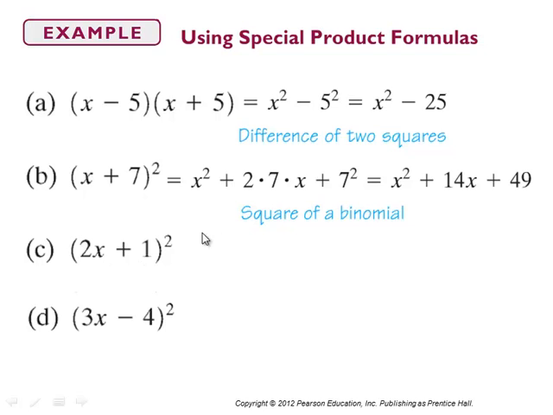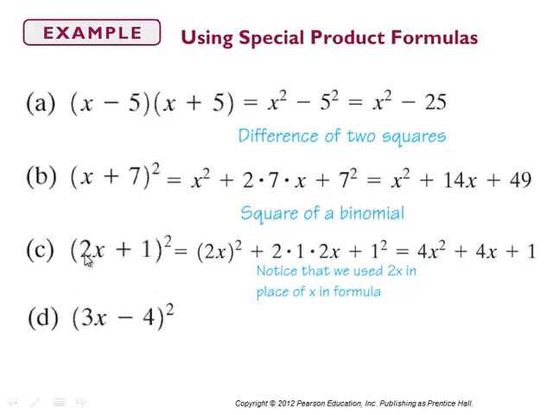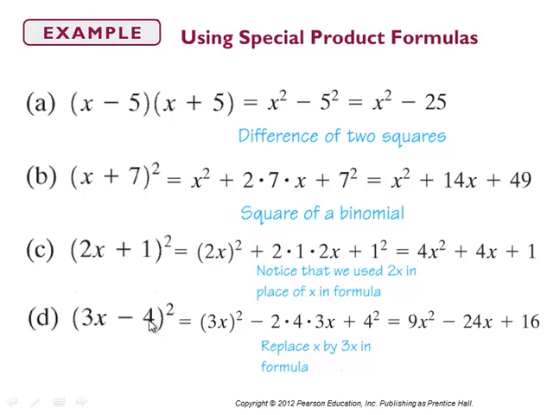Kind of the same thing for the 2x plus 1 squared. So you know that 2x squared is 4x squared, and 1 squared is 1, and 2 times 1 times 2x is 4x as your middle term. 3x minus 4 squared. Again, 3x squared is 9x squared. And negative 4 squared is 16. And then for the middle term, you should have negative 2 times 3x times 4, which is negative 24x for your middle term.